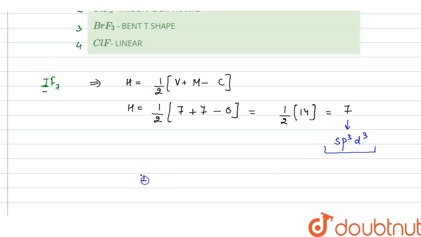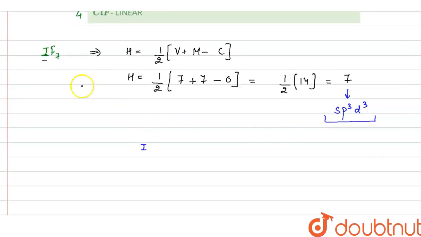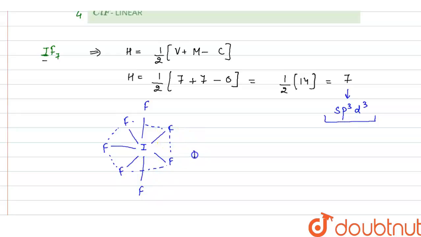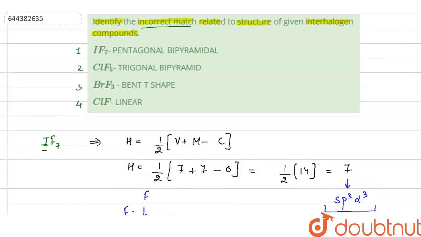So we have iodine, and it is forming 7 bonds, with F, F, and here we have F, F, F, F, and F. So this is the structure which is pentagonal bipyramidal, right? This is pentagonal bipyramidal. So it means the first match is a correct match.